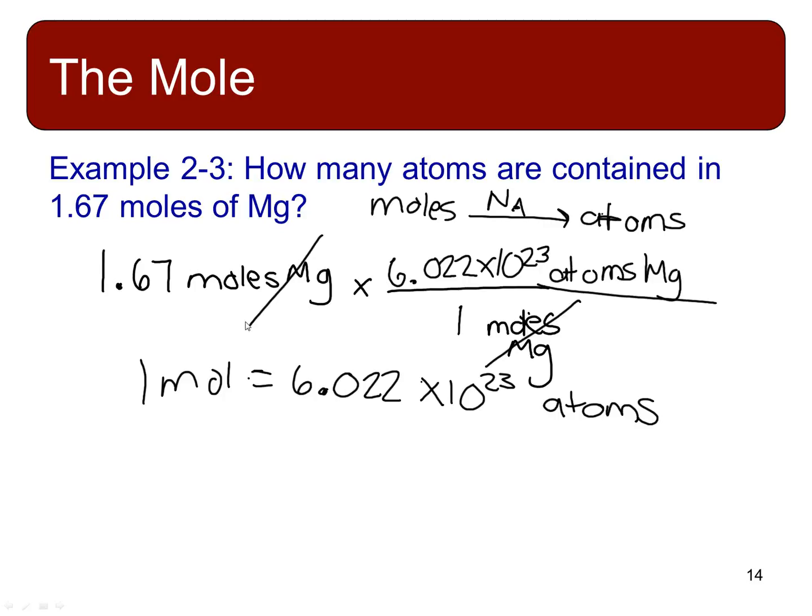Okay, our moles cancel. And I'll check this with my calculator. We take 1.67 times Avogadro's number. Okay, we come up with 1.01 times 10 to the 24th atoms of magnesium.